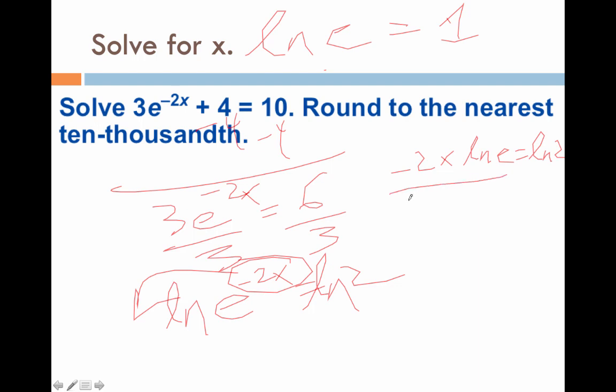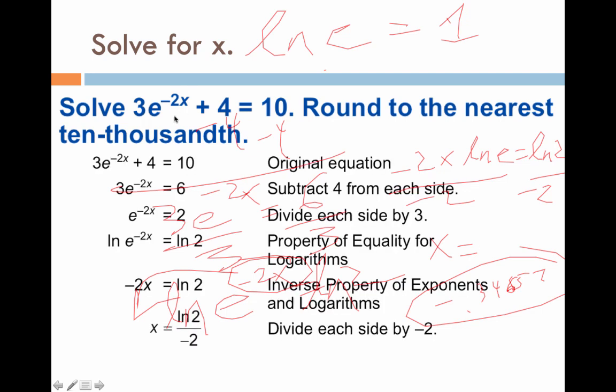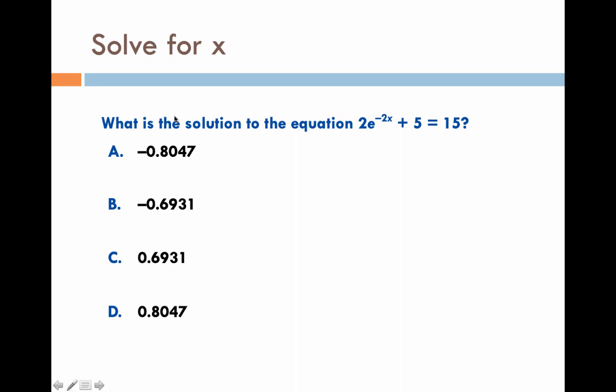So now I can solve by dividing by negative 2, and I get x equals whatever ln 2 divided by negative 2 is. Oh, look at this fun number, negative 0.34657. There you go. Check your work, plug her back in there. It's going to work. So all the same things that we've done to this point, same idea here.